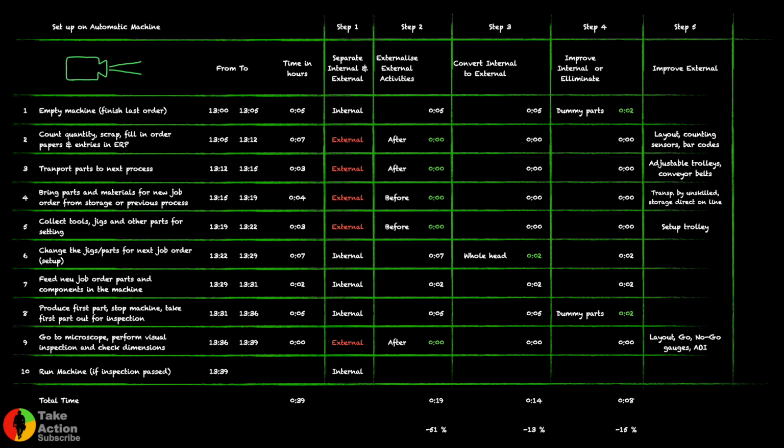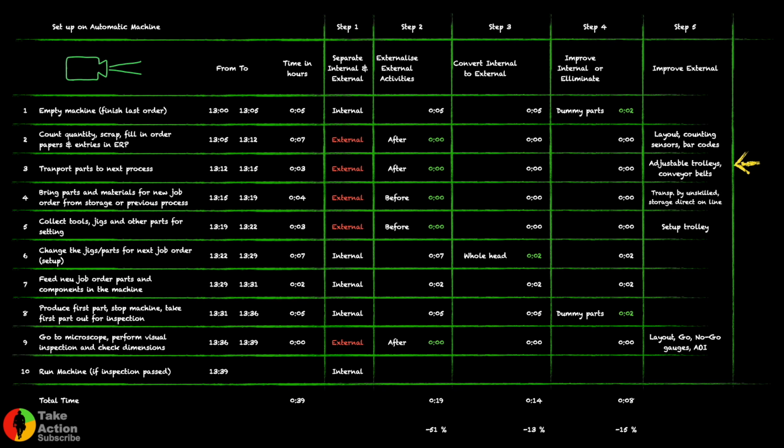The next activity is activity number 3, in which the finished job order is transported to the next process. So this is taking some time. Here we can brainstorm with the team on how we can make it quicker and easier. Do we need adjustable trolleys? Will that help in this particular case?